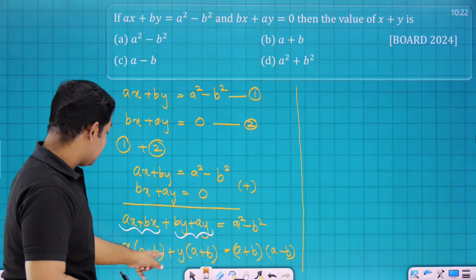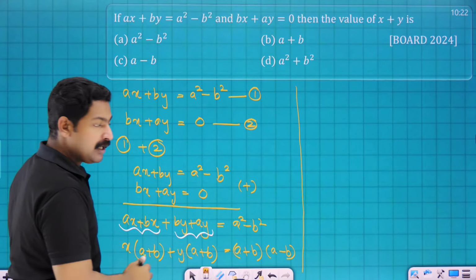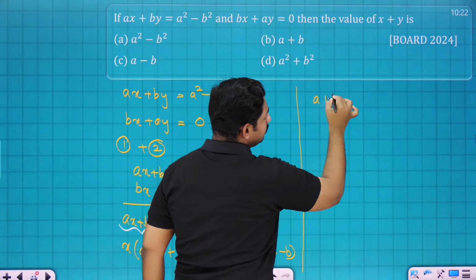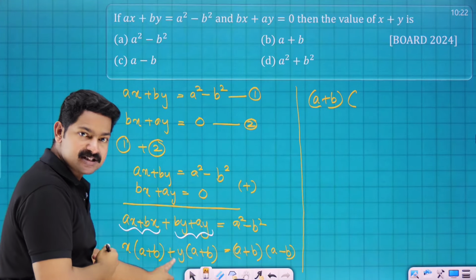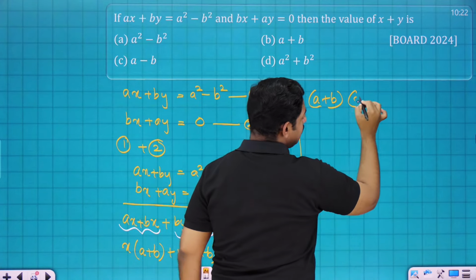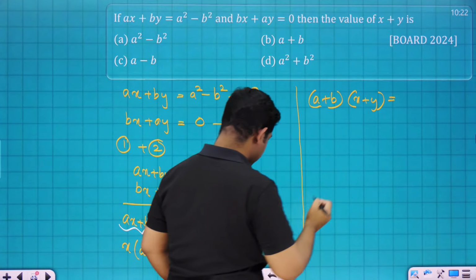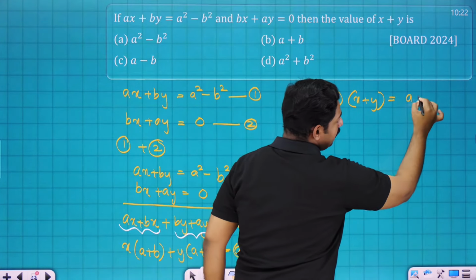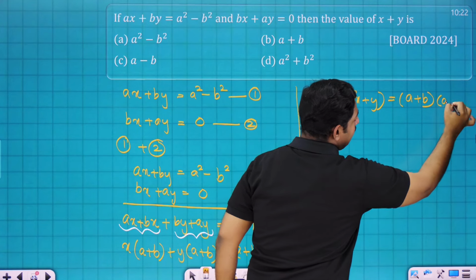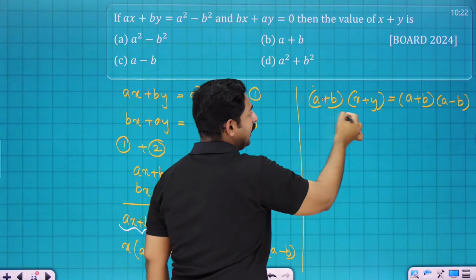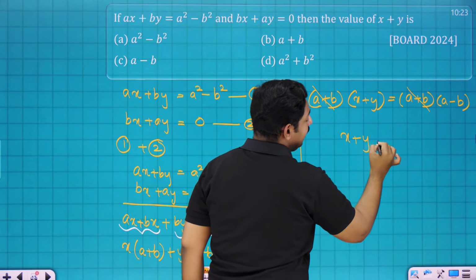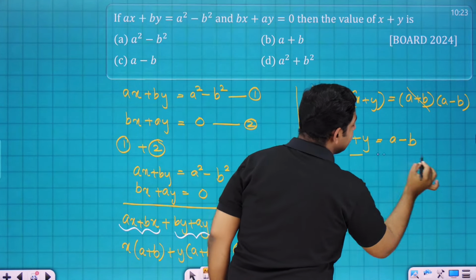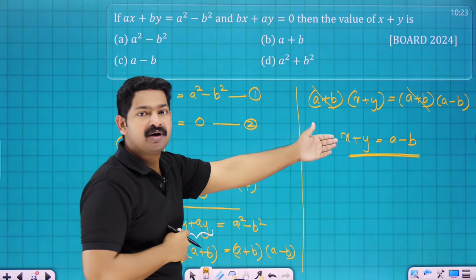So on the next step, you can see from both the terms you can take a plus b outside. So a plus b into what is the balance? If you take a plus b outside, then x plus y. So a plus b into x plus y is equal to right side is a plus b into a minus b. Now you can see a plus b got cancelled. What is the value of x plus y? X plus y is equal to a minus b. Actually, that is what we need to find out, right?